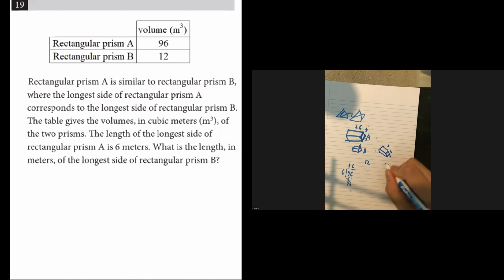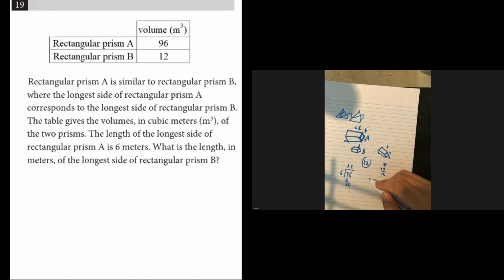So that would be 4. 2 times 2 is 4 times 3 is 12, which is the same as what it says for the volume of rectangular prism B, meaning that the ratio they used is half, and it also means that the length of this side is half of whatever the length is for A, which would make this 3. So the answer would be 3.